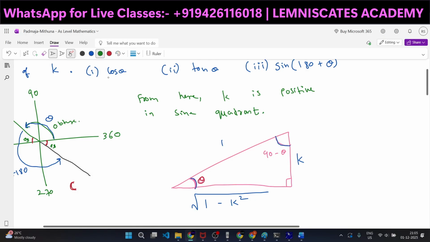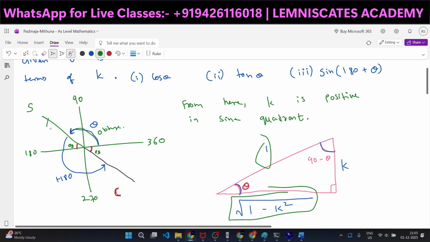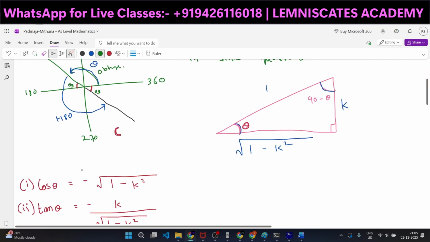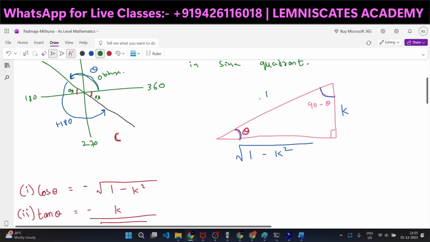So if I want to find my cos theta, what is cos theta? Adjacent over hypotenuse. So this is my adjacent and this is my hypotenuse. But please remember that you are in your second quadrant. In the second quadrant, only sine is positive. So whatever you get over here, you just have to add a negative sign to it. That is what I have done: cos theta will be equal to this value over 1. Of course, I don't have to show the division by 1. And then I say it's negative because I am in the second quadrant. The same thing is implemented for tan theta also.